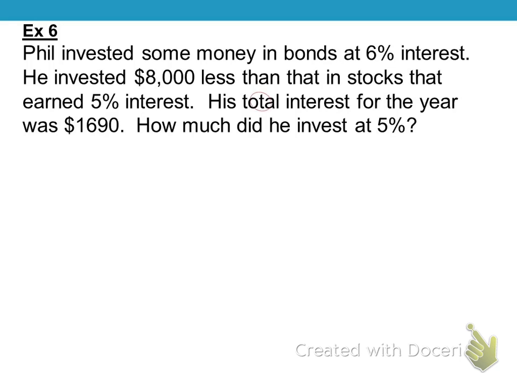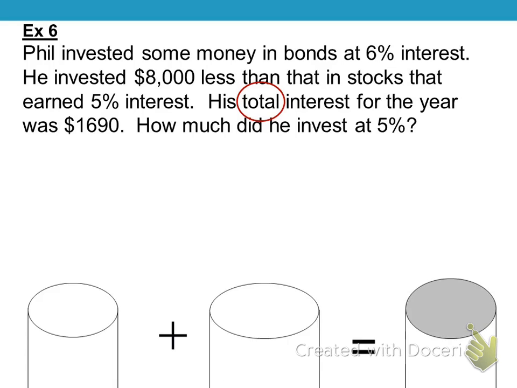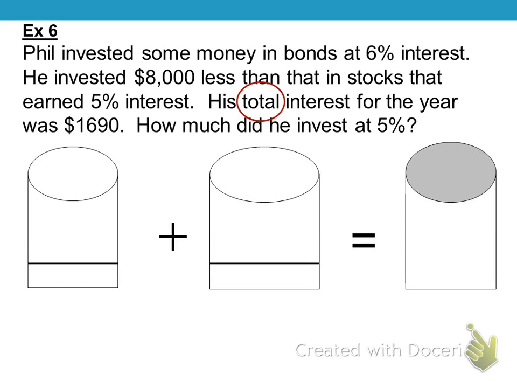Total. So I'm going to have how many buckets? 3. Well, this one's a little different. All right, any ideas how I'm going to start? The third bucket has 1690. Okay, so I know 1690 is my total. That'll be in the back. I know that one bucket is 6%. Do I know how much money he invests at 6%? I do not, so I'm going to call that X.